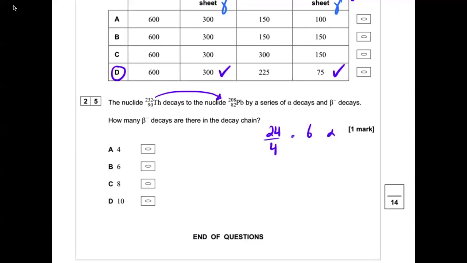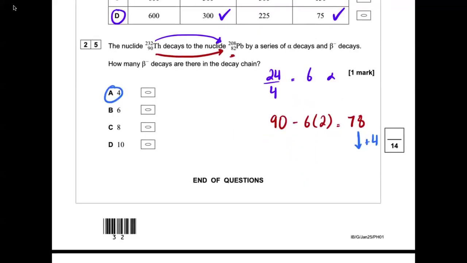When alpha decays 6 times, the proton number must also decrease by 6 times 2, because each alpha decay is a helium nucleus, that's 2 protons. So this must have decreased by 6 times 2, which is 12. So that is 78. But this is 82, so it has increased by 4 more, and that would be because of each beta decay, which is A. So there are 4 beta negative decays as well.